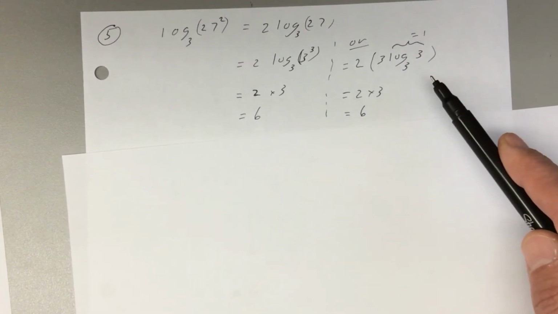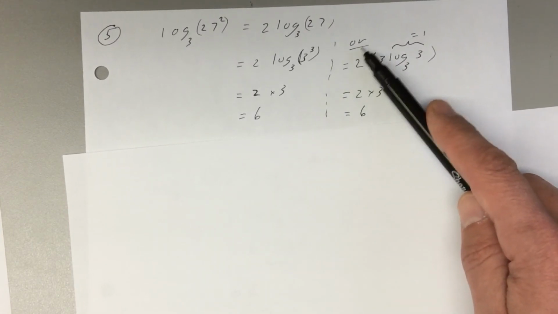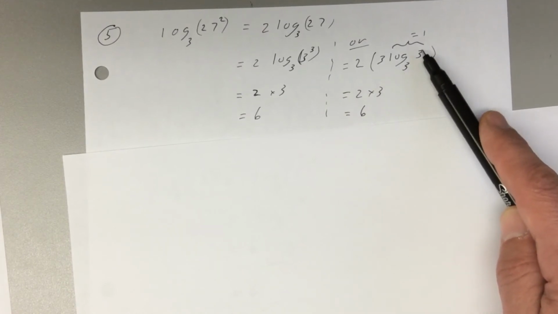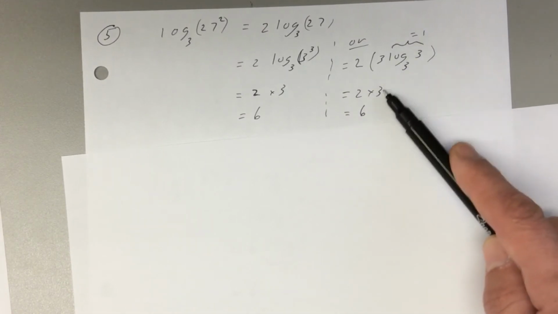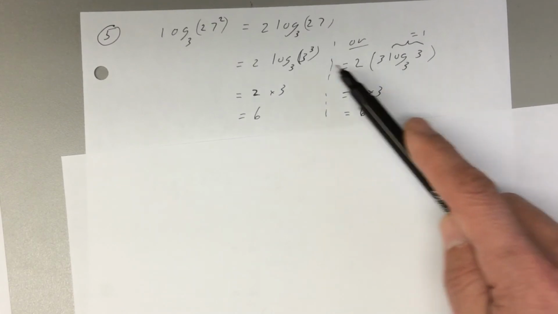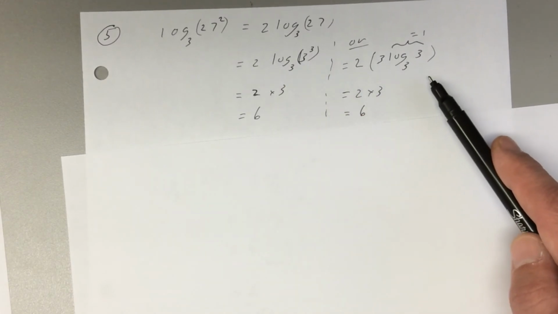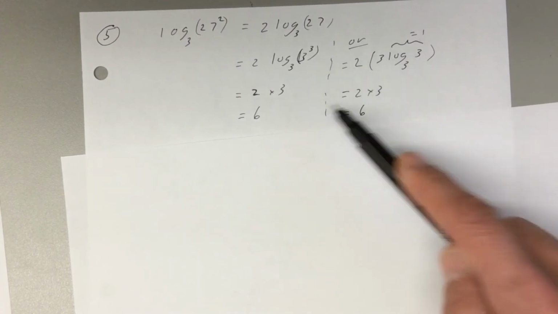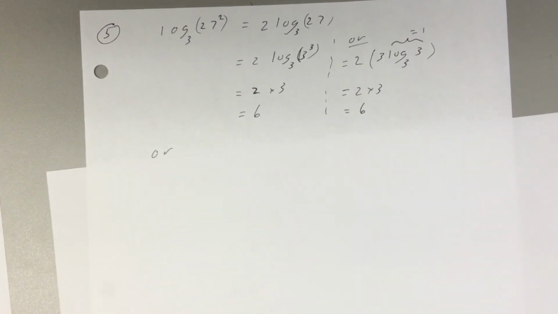All right, another way to look at it. So, or log base 3. 3 times log base 3 of 3 is just 1. Okay, so we've brought that exponent down. And we just end up with 2 times 3, which equals 6. So that's another way of following those steps.